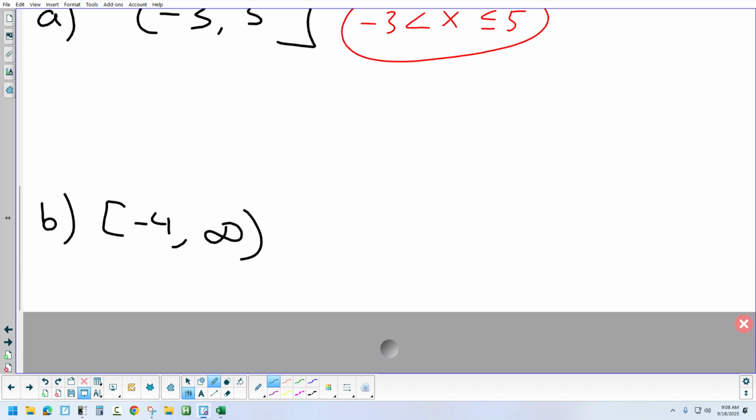How about this one? First of all, can anybody describe what kind of interval this is? Using the vocabulary we just learned. Jackson? Half open. Yeah, it's a half open interval. What else? Could you say bounded or unbounded?